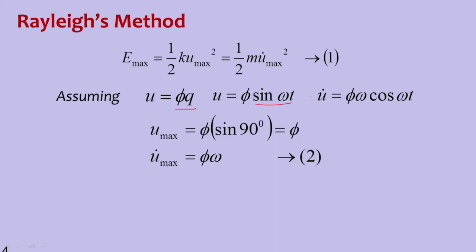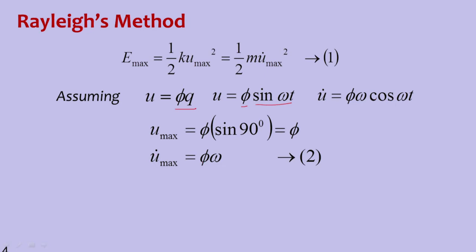If we substitute these and look at the maximum values, the displacement maximum value will be phi into the maximum value of sin omega t, which lies in the range of -1 to +1. So, if you take minus or plus 1, u max will be equal to phi itself. And then if you take u dot max, again the maximum value of the cos is 1.